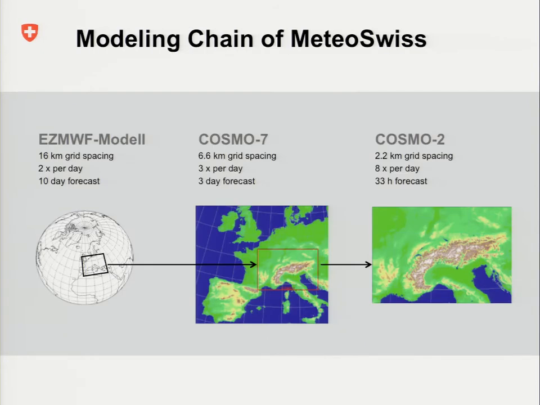Now, we at MeteoSwiss run this model, and our applications are typically here. So we have a 7-kilometer implementation of the COSMO model running over Europe. And then inside this European domain, we nest a higher resolution implementation of the COSMO model. And we run this 8 times per day. So every 3 hours, a new run is done. And it runs 33 hours into the future.